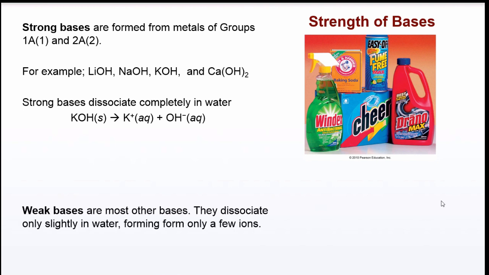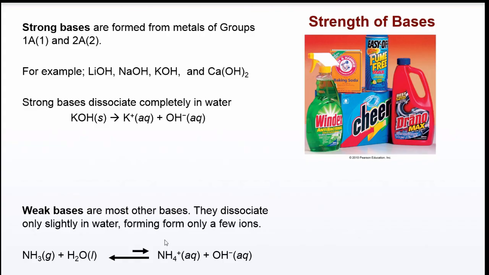Weak bases are mostly the other bases. So if you look at a list and you're trying to figure out whether something is likely to be a strong base, look at the metal and see if it's in group 1 or 2. If it's not, then assume that it's a weak base. These weak bases dissociate only slightly in the water, just like the weak acids do. Here's an example, and you can see that you've got this double arrow again to show that the reverse reaction is actually stronger than the forward reaction.